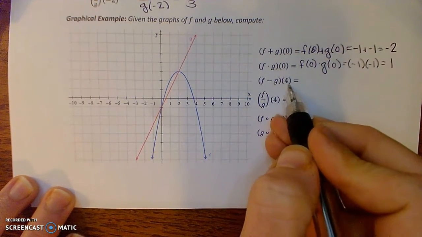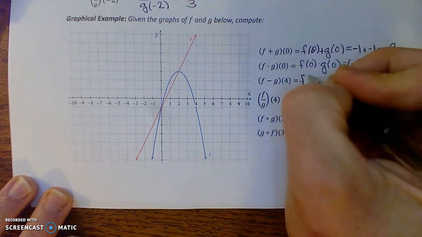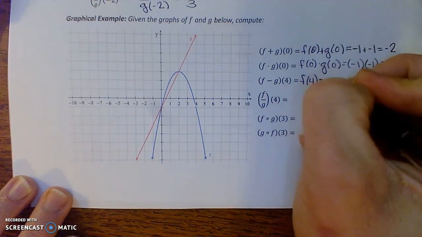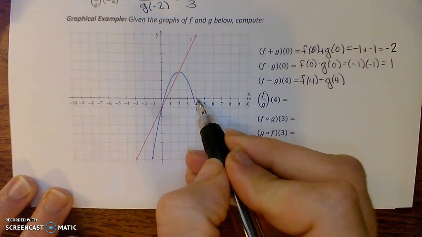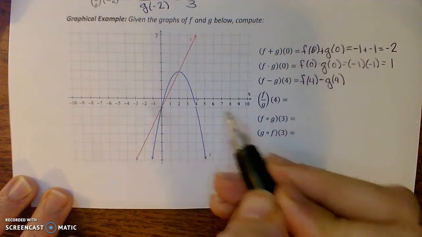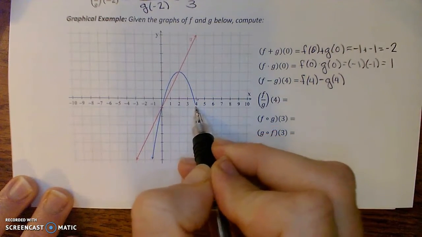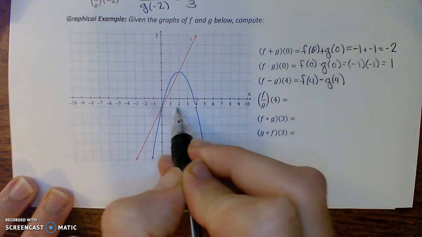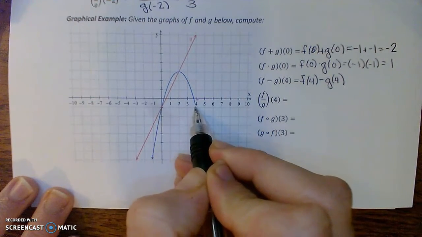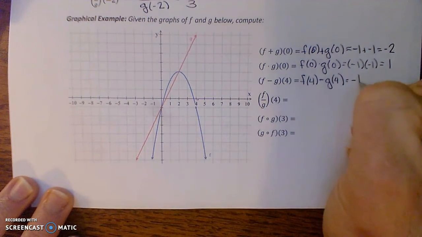Now I have a different input value of 4. So let's see what I get out. Again, this should be f of 4 minus g of 4. So find the input value 4. The blue function is f. So if you find the point on the graph that corresponds to the x value 4, the output value here is -1. So f of 4 is -1.